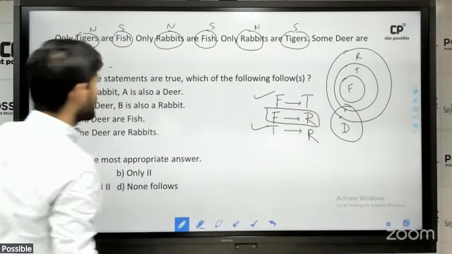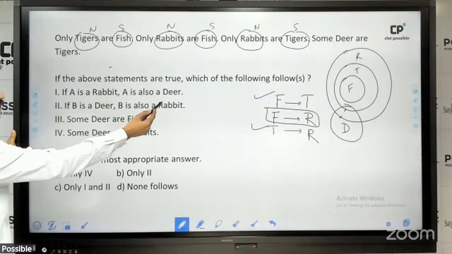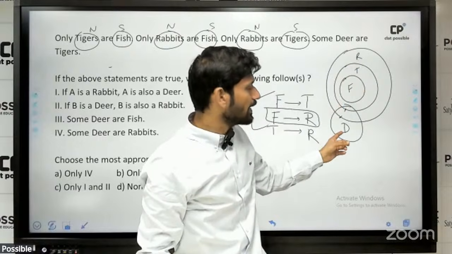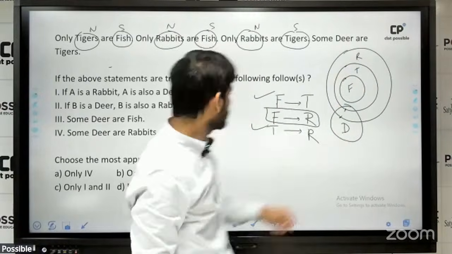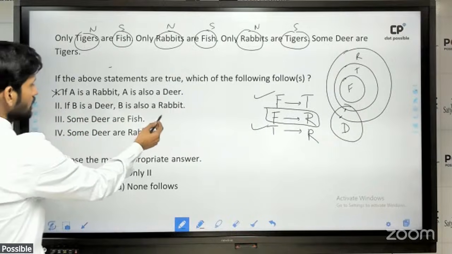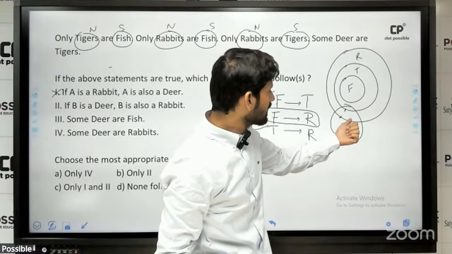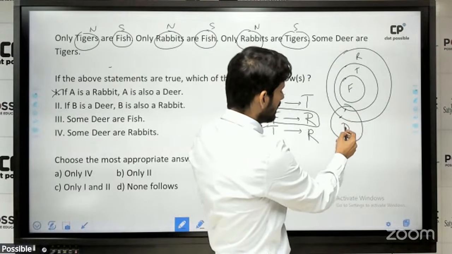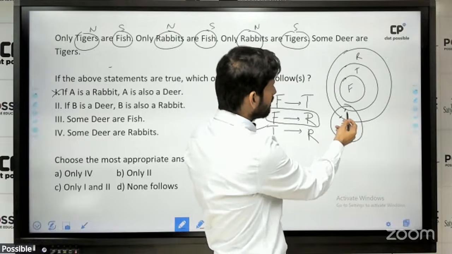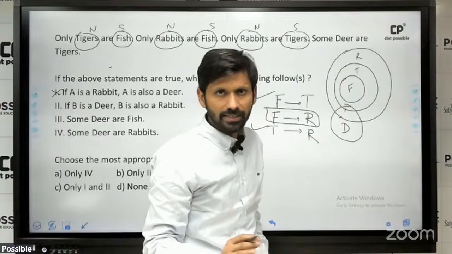Okay. Now look at this first statement. If A is a rabbit, A is also a deer. Is this the case? If A is a rabbit, A is a deer? Nope. So this is out. If B is a deer, B is also a rabbit. If B is a deer, B is a rabbit. Is that the case? Because deer and rabbit, there is some overlap, but not complete overlap. That is only a possibility, right?